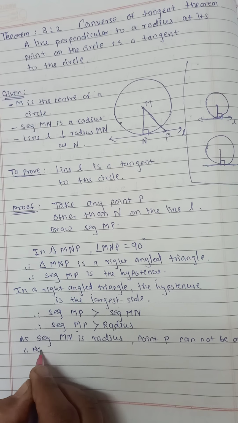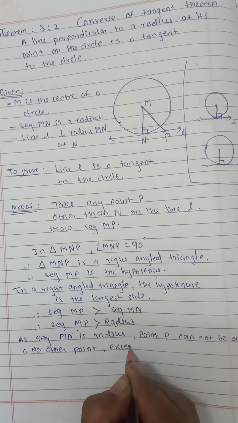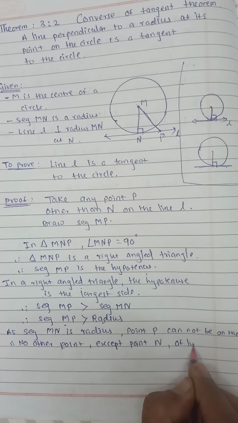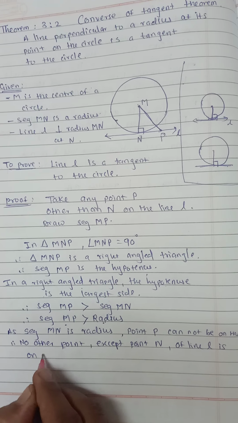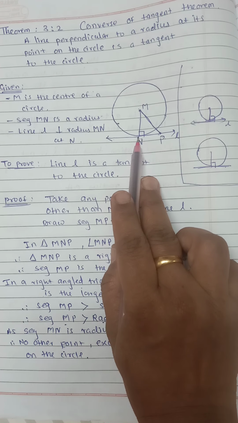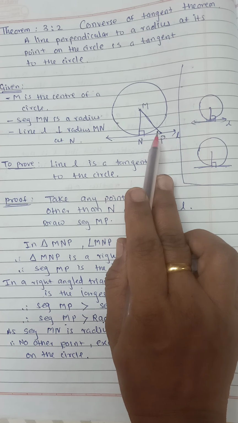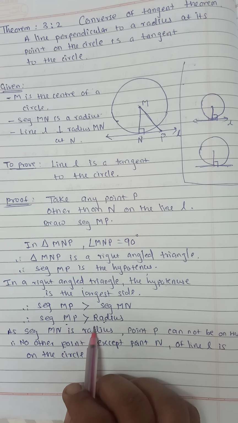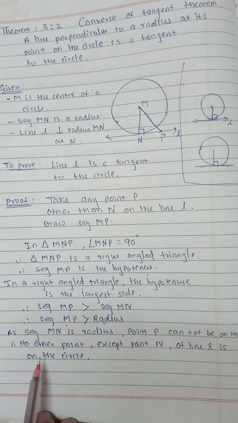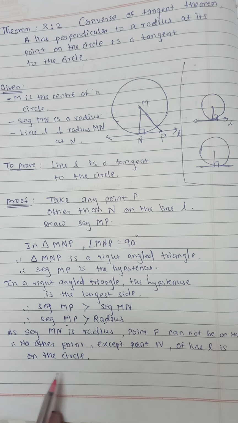Therefore, no other point except point N of line L is on the circle. So from the line L, only point N is on the circle, and we had taken the P also, but that is not on the circle because we have proved that MP is greater than radius. As it is greater, it is not on the circle, it is outside the circle. That means no other point except the point N of line L is on the circle.